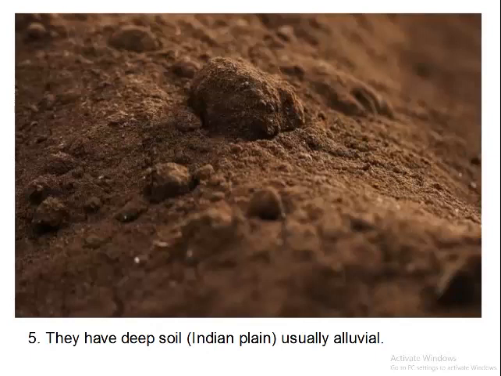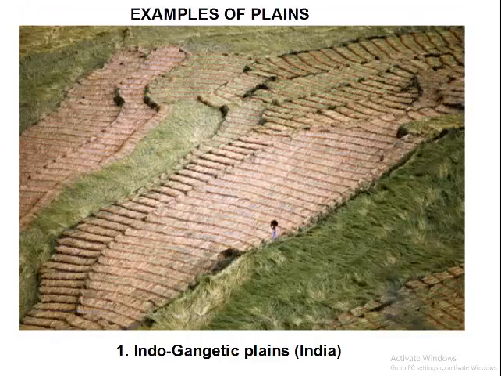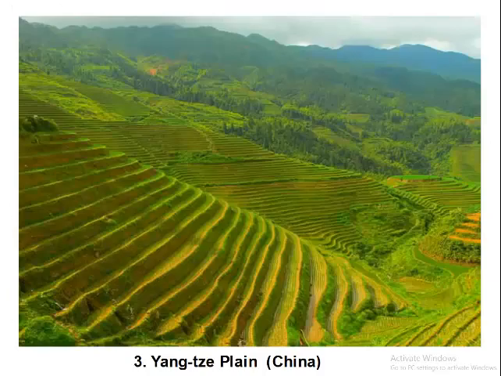Then plains have also deep soil. An example is the Indian Plain. Then they normally have moderate climate. We looked at some examples of plains. We talked about the Indo-Gangetic Plains. We talked about the Mississippi Plains and the Yangtze Plain.